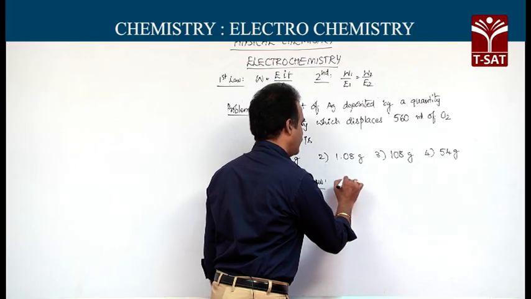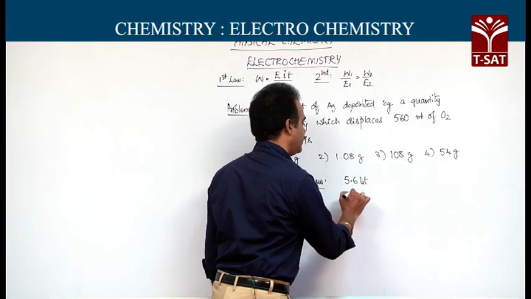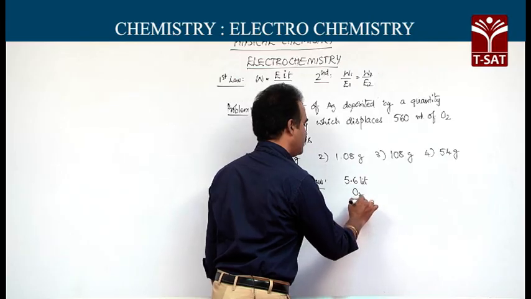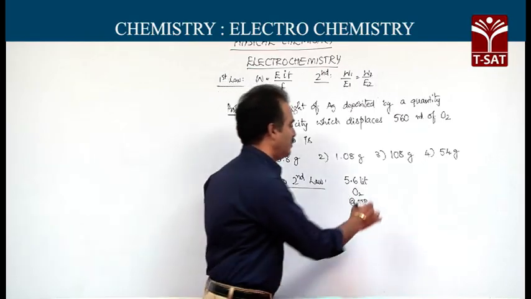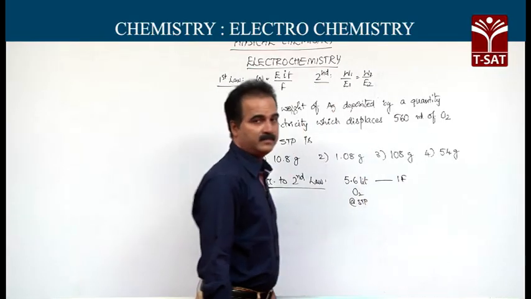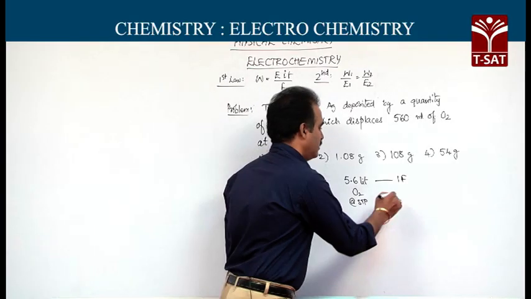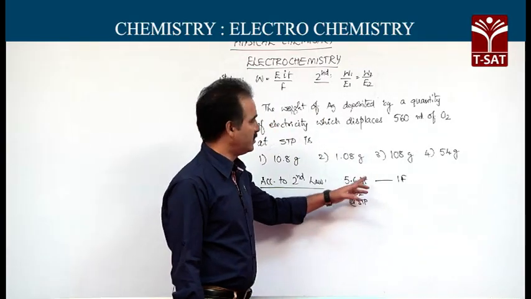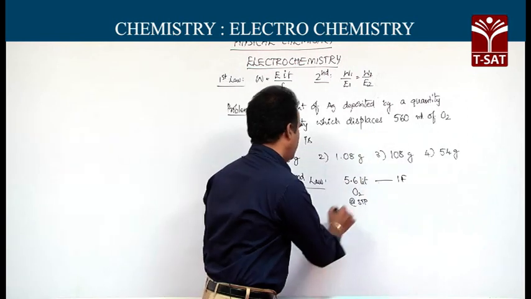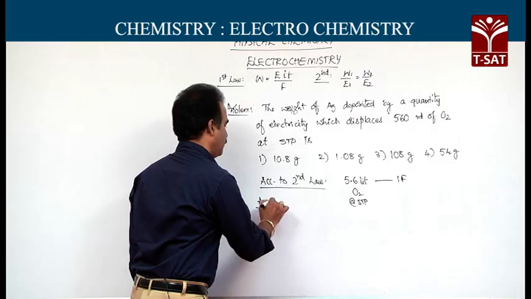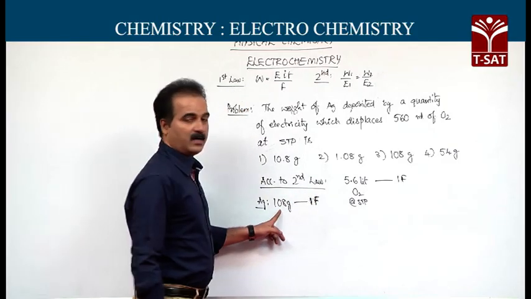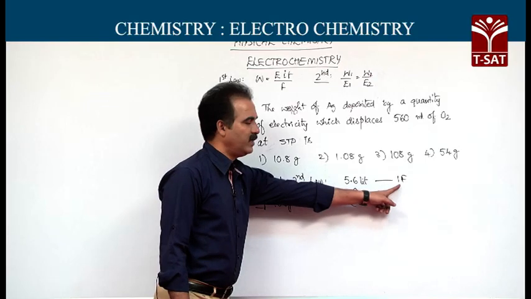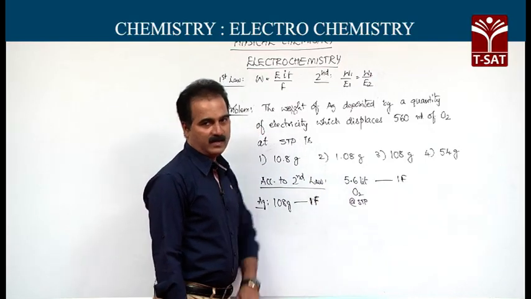So, we should understand that 560 ml of oxygen is liberated by how many Faradays. According to our knowledge, 5.6 liters of oxygen at STP is the 1 gram equivalent volume, and for this much liberation of oxygen we need 1 Faraday, that is a fact. And similarly, for silver to be deposited, 108 grams need 1 Faraday, because silver equivalent weight is also 108 grams. So, both are 1 equivalent, they demand 1 Faraday of charge.